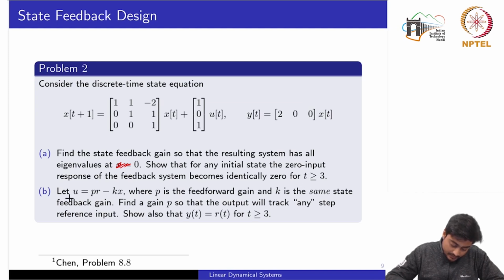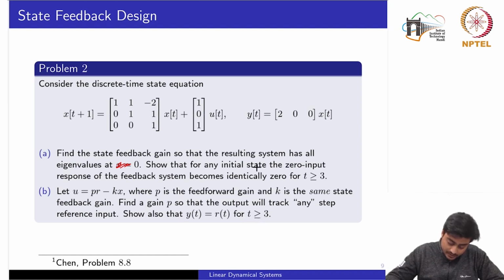Now the B part, we are introducing another feedback which is given by u is equal to Pr minus Kx, where P is the feed forward gain and K is the same state feedback gain that we have computed in part A. Now here we want to find P again so that the output will track any step reference input. And the next part says that we want to show that y of t is equal to r of t for all t greater than or equal to 3.